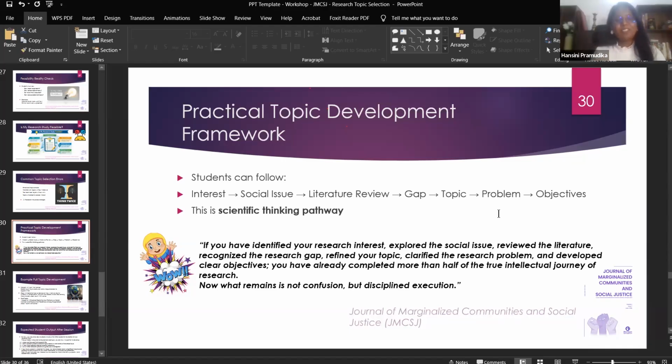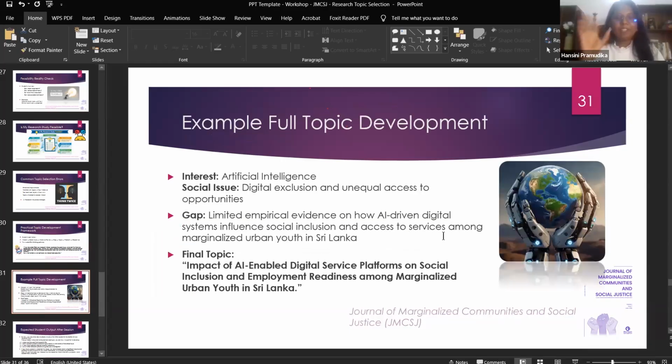Okay, now what remains is not confusion but disciplined execution. Discipline is needed, right? Okay, example, full topic development. Interest: artificial intelligence. Social issue: digital exclusion and unequal access to opportunities, right? And then you identify the gap: limited empirical evidence on how AI-driven digitalized systems influence social inclusion and access to services among marginalized urban youth in Sri Lanka. Likewise, you already identified the gap as well.